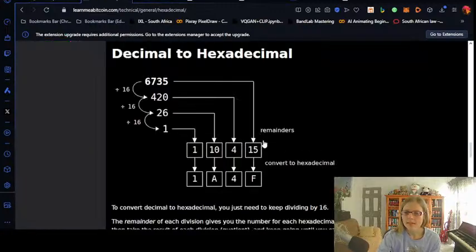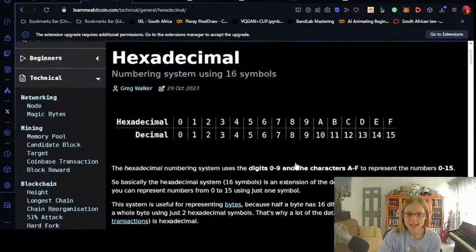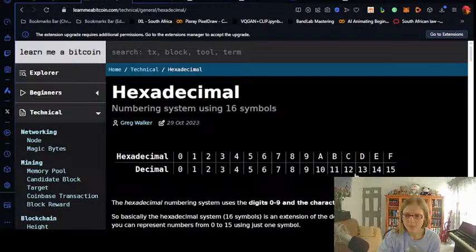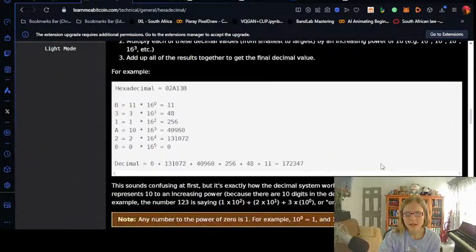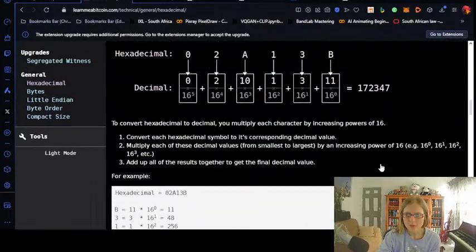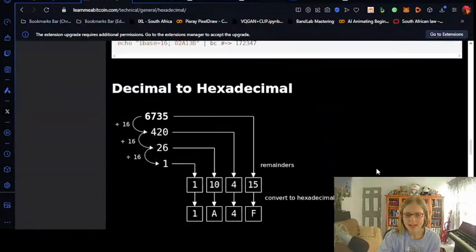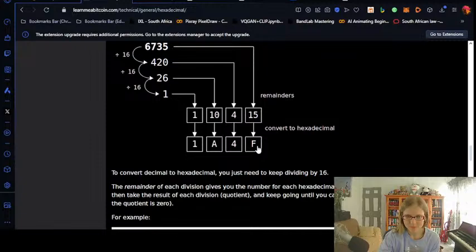So now the next step is, remember 15 in decimal. How do we convert that to hexadecimal? Well, we know that 15 on our number line of a decimal is F. And so the 15 in decimal becomes F in hexadecimal. But now we're not done. We've still got 420 remaining.